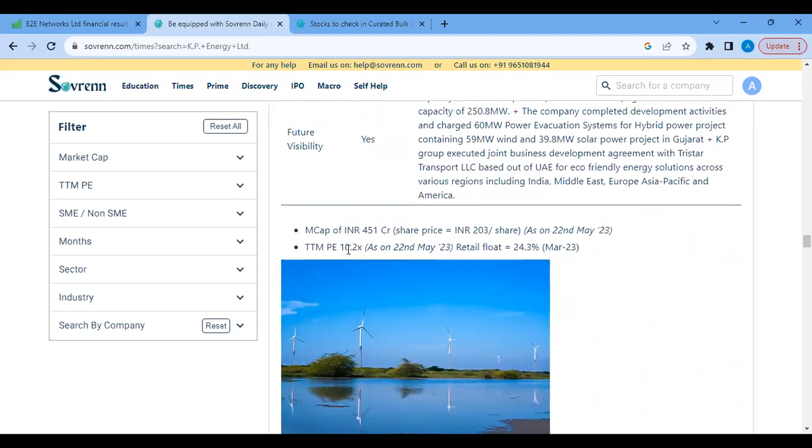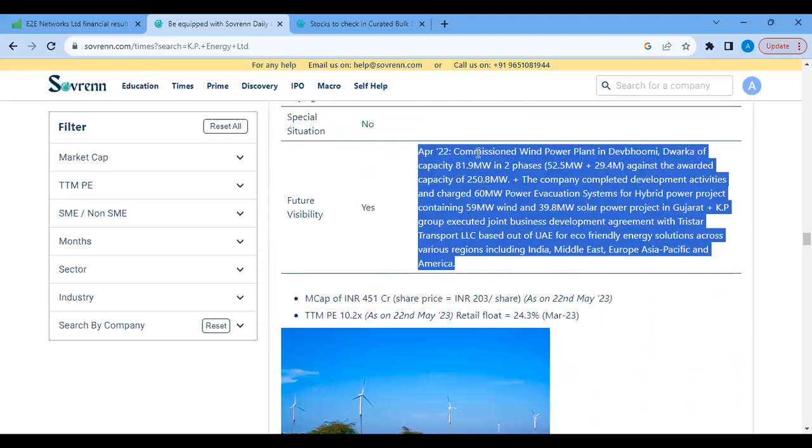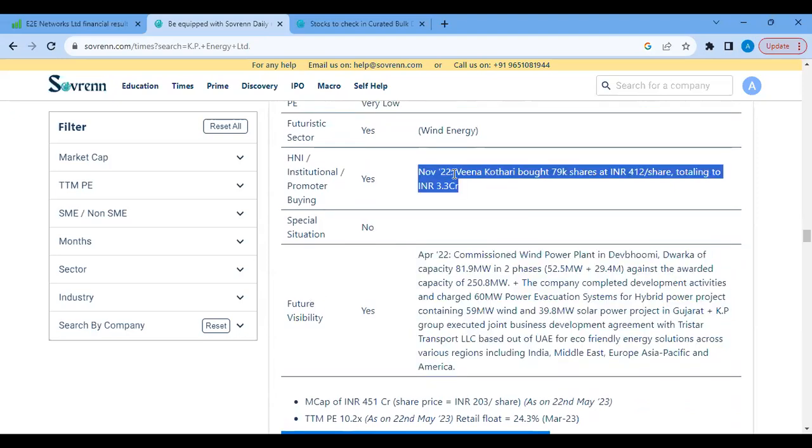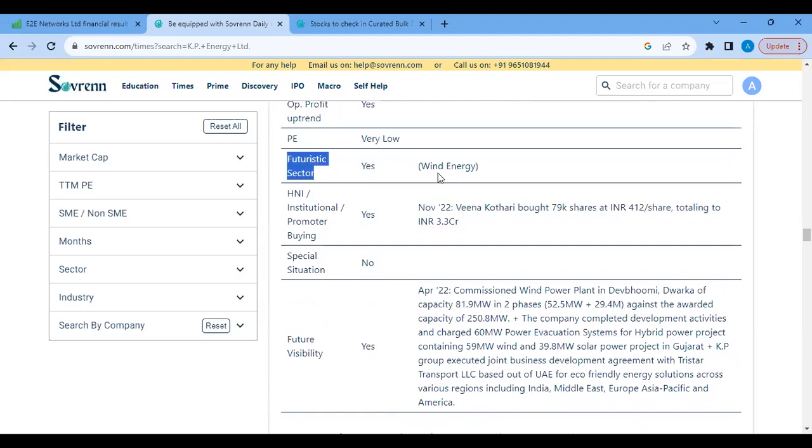Was the valuation good? 10 P ratio. Was the valuation good? Yes, the valuation was good as well. Did we have future visibility? Yes, we did have future visibility as well. Did we see HNI buying? Yes, we saw HNI buying also. Did it have emerging sector? Yes, it did have emerging sector, wind energy.